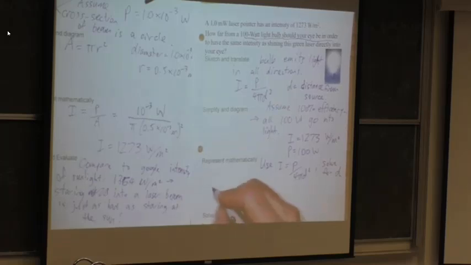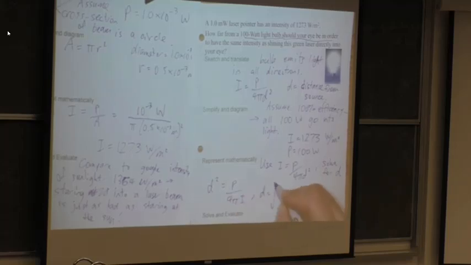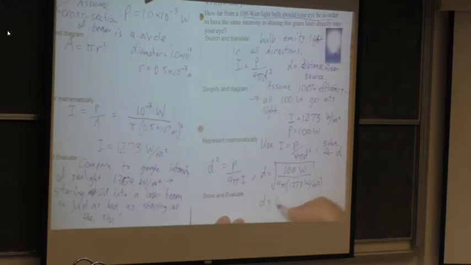And so I just get that d squared is equal to power divided by 4 pi times I, the intensity. And so d is equal to the square root of 100 watts divided by 4 pi times 1273 watts per meter squared. The meter squared is going to come up on the top, the watts are going to cancel, and I'm going to get the distance is equal to 0.079 meters.